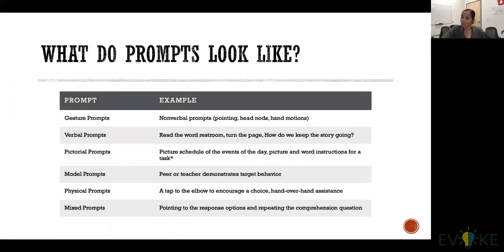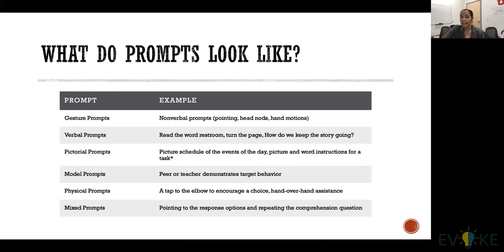There are gestural prompts, and these are nonverbal prompts, such as pointing, head nods, and hand motions. You also have verbal prompts, and some examples of these might be telling a child, read the word restroom or turn the page, or something a little bit more indirect, such as, how do we keep the story going? And so you have direct verbal prompts and indirect verbal prompts, where you tell the child exactly what to do, or you sort of give an idea of what the child might have to do after.